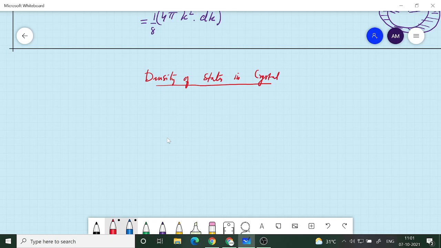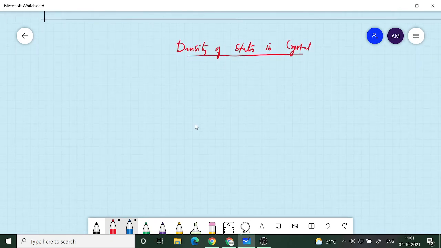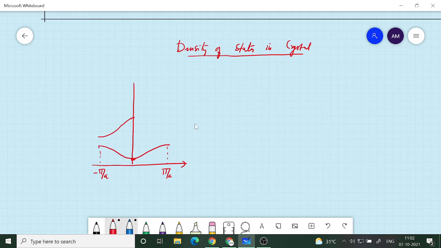But now we need to again go back to our energy band structure. If I redraw at least a few bands, we have the bottom of the band like this. This is the reduced zone, minus pi by a to plus pi by a, and this bottom will not be 0, it will be somewhere else. And then you have the next band, which will be like this, and there is some gap in between. Again the third band will be after a gap like this.